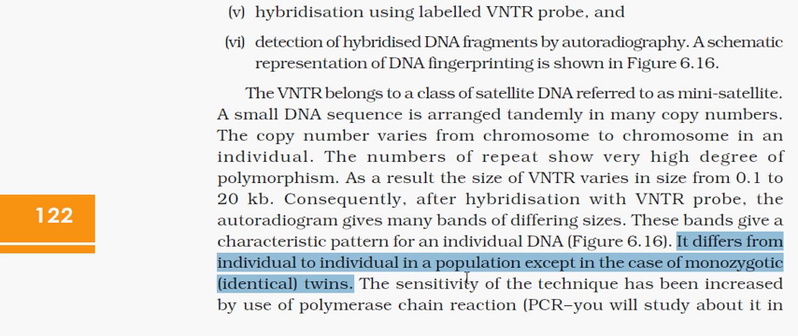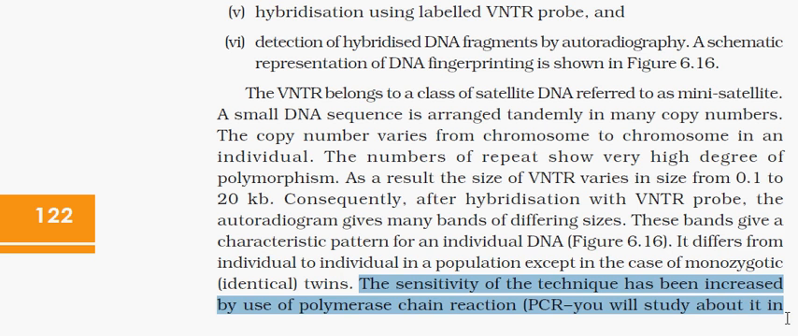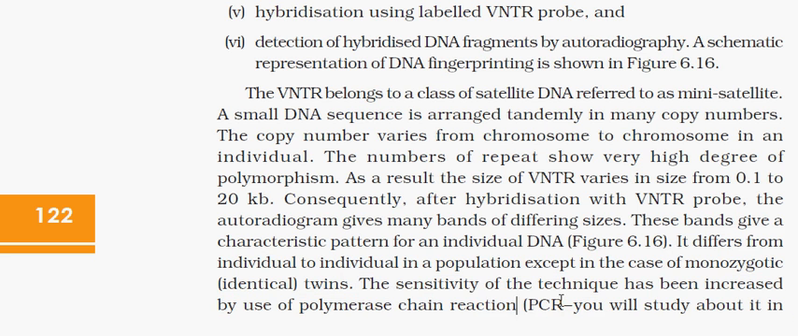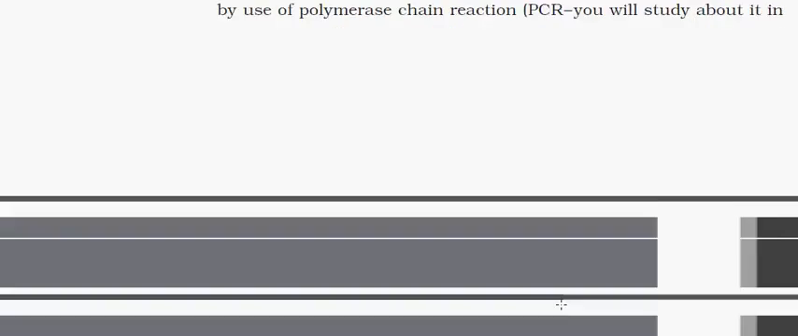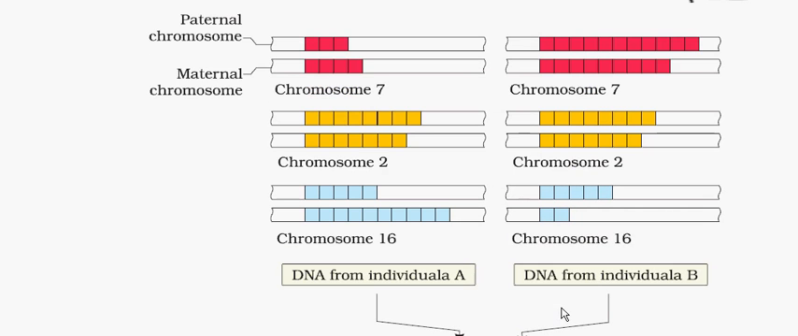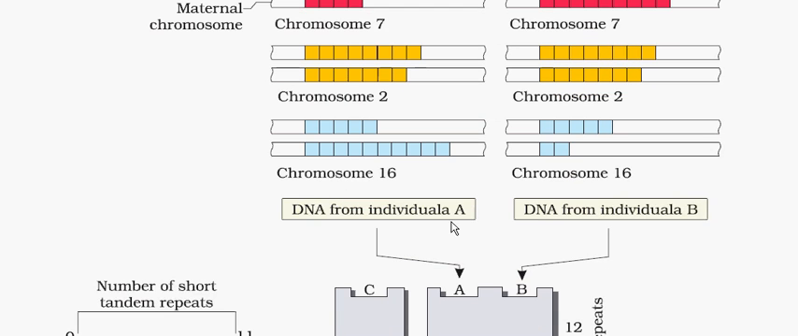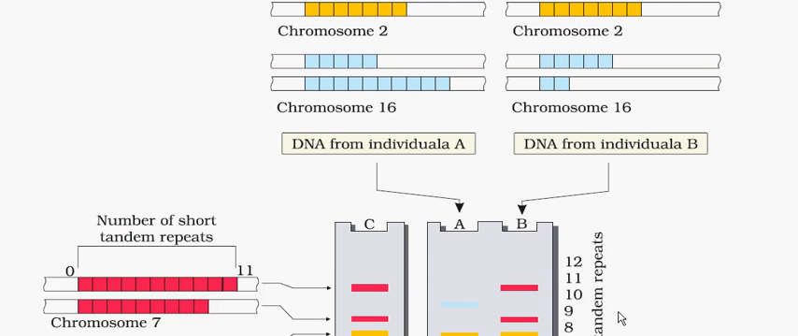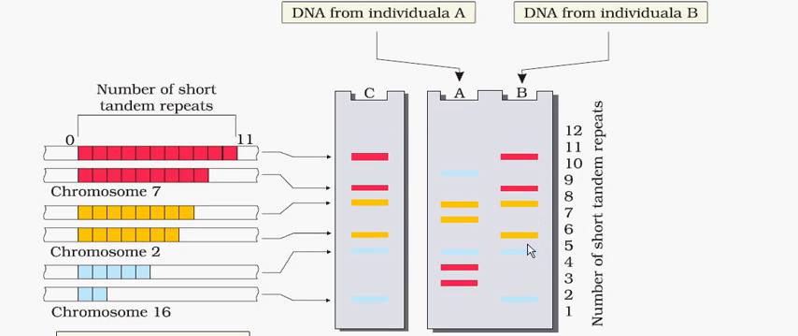Now see this: paternal chromosome, maternal chromosome, chromosome 7, both. These are the VNTRs, first shown in pink, then in yellow in chromosome 2, then in light sky color in chromosome 16. That is DNA from individual A, DNA from individual B, and these are the tandem repeats, as you can see, number. And now the number of short tandem repeats obtained from the crime scene, that is C. So which one does it match with, A or B? If you see, you can easily understand that C matches with B, not with A.